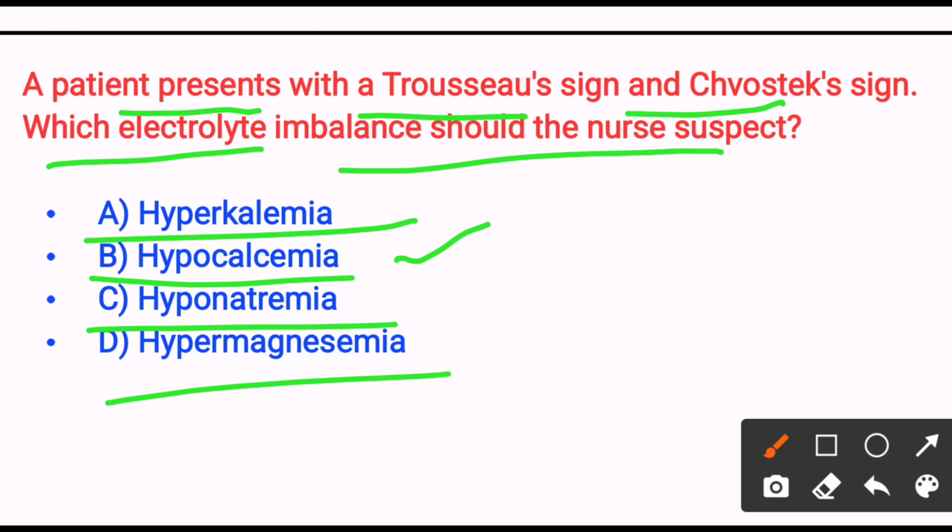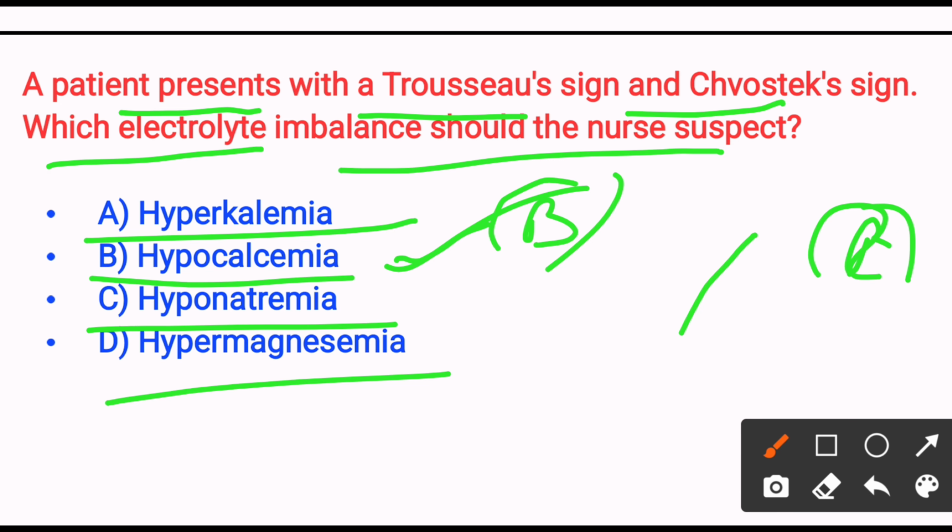The answer is option B, hypocalcemia, because low calcium level increases the neuromuscular irritability. Chvostek sign, facial twitching when the facial nerve is tapped, and the Trousseau sign, carpal spasm when the BP cuff is inflated, are the classical indicators of the tetany caused by the hypocalcemia. So the answer will be option B, hypocalcemia.